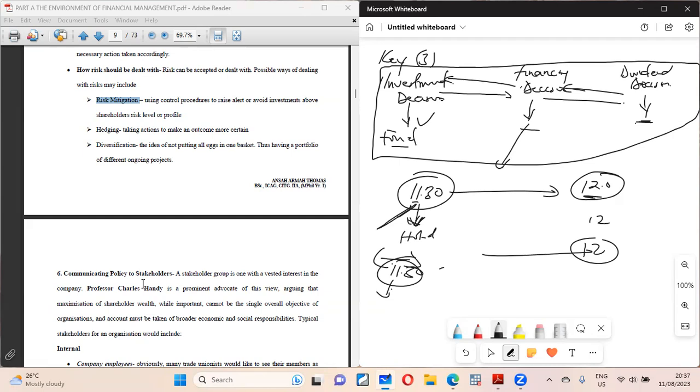Then we have diversification. It simply means don't put all your eggs in one basket. Please, the ladies, it is not for you. It is an investment advice.